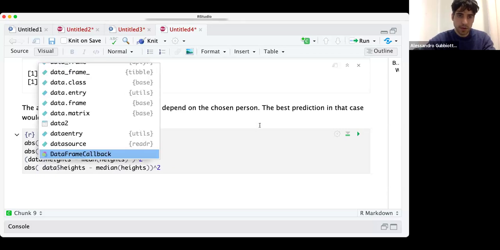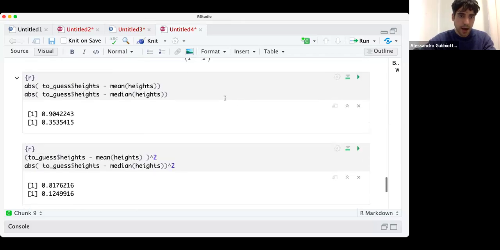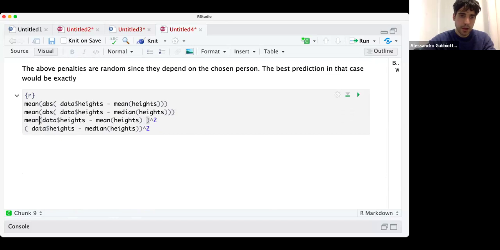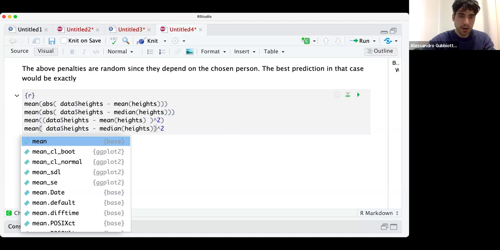Why was there an absolute value here? Okay, here I had, it's the same without the absolute value. And then we take the mean, because this is a vector now. And now you can see which prediction is better using the two functions in mean.